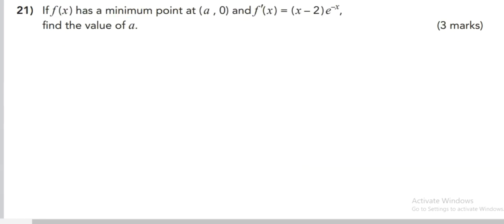Question 21. If f of x has a minimum point at (a, 0) and f dash of x equal x minus 2 e to the power negative x, find the value of a. Here, as we can see, he is talking about a minimum point.